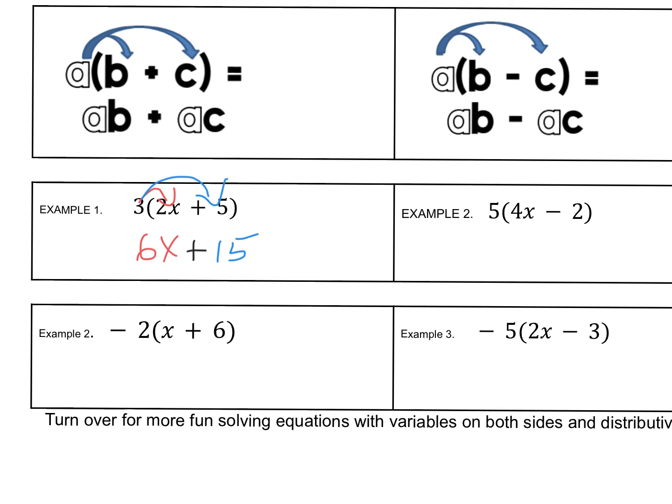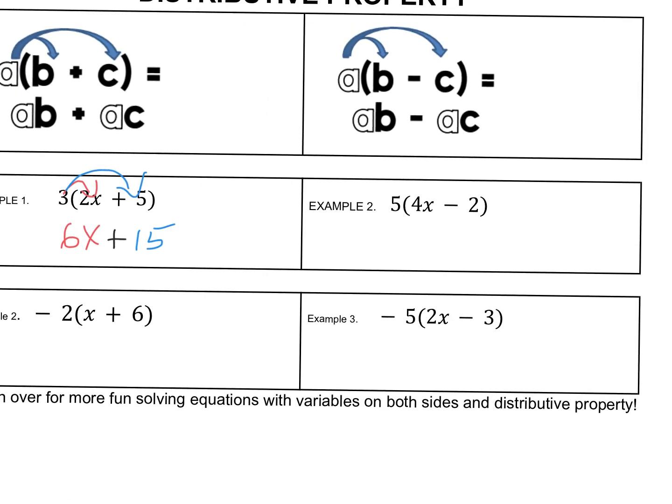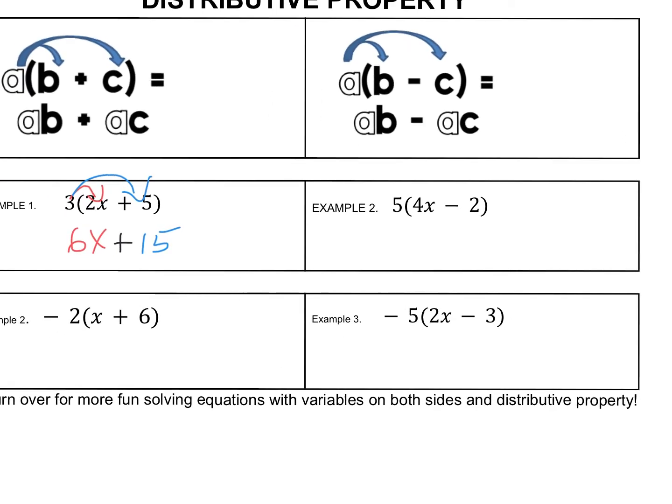All right, now let's look at example 2. There are different ways to use this, but we have (4x minus 2) in parentheses times 5. So we're going to distribute the 5 to both of these terms. So 5 times 4x is 20x. Okay? And then I like to think of this as a negative 2.